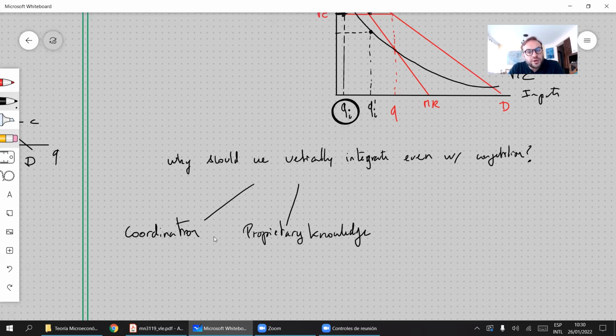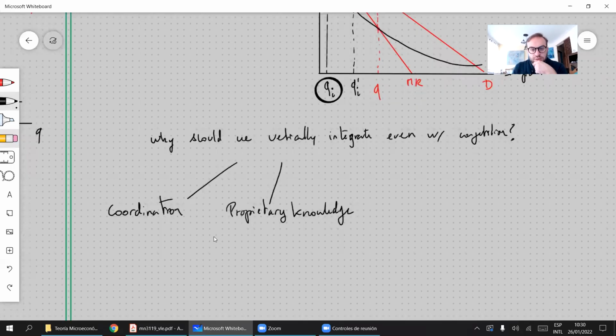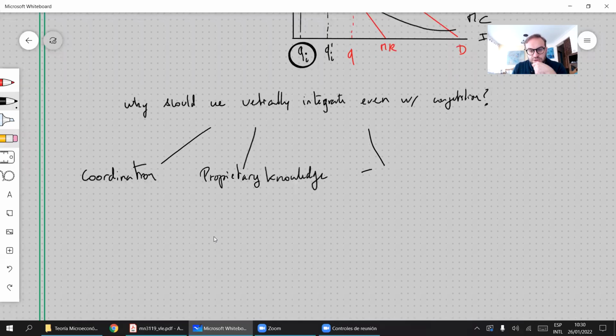So there are a lot of arguments for why I would like to keep things in-house, in particular related to keeping knowledge close to home and avoiding the knowledge moving around, right? So what is related to coordination problems and proprietary knowledge is what we call transaction costs.